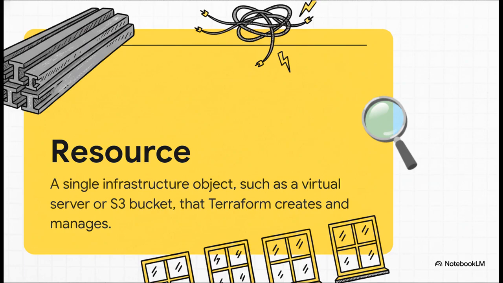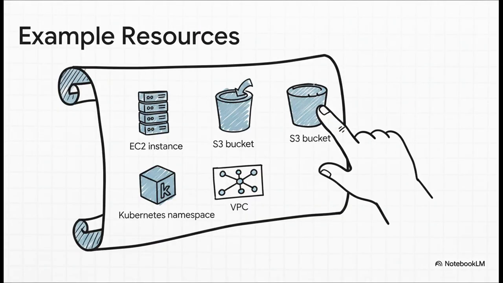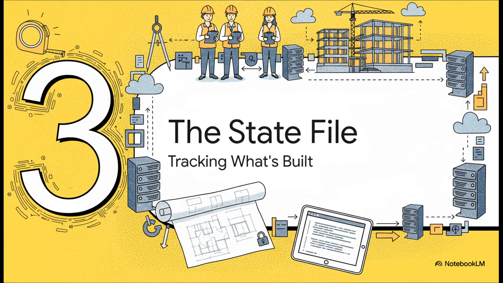So once you've picked your store, you need to actually define the things you want to build. These are your resources, and these are the real deal. The I-beams, the windows, the electrical wiring, they're the individual components that make up your final building. So in the cloud, a resource could be an EC2 virtual server, an S3 bucket for storage, a whole private network, or even something like a namespace inside a Kubernetes cluster. You just declare exactly what you want in your blueprint, and Terraform makes sure it gets built and stays that way.